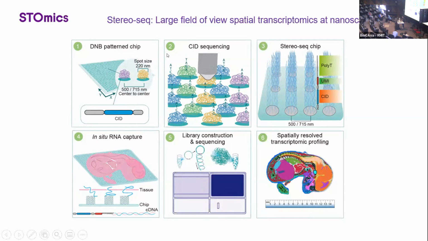And after the CID, we have UMI and poly-T to capture the transcriptome. Then we use in situ RNA capture to capture the whole region of the organ, and make it into a DNB and do the sequencing. After that, we use downstream analysis to do the clustering and other analyses, to let every read go back to the original position.